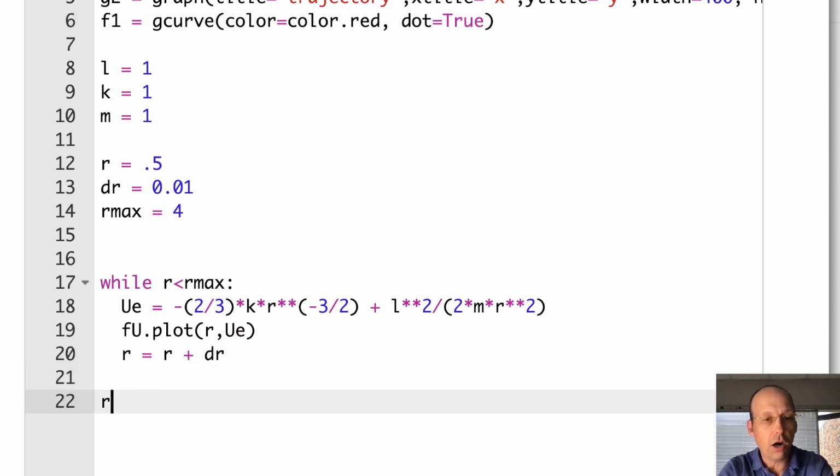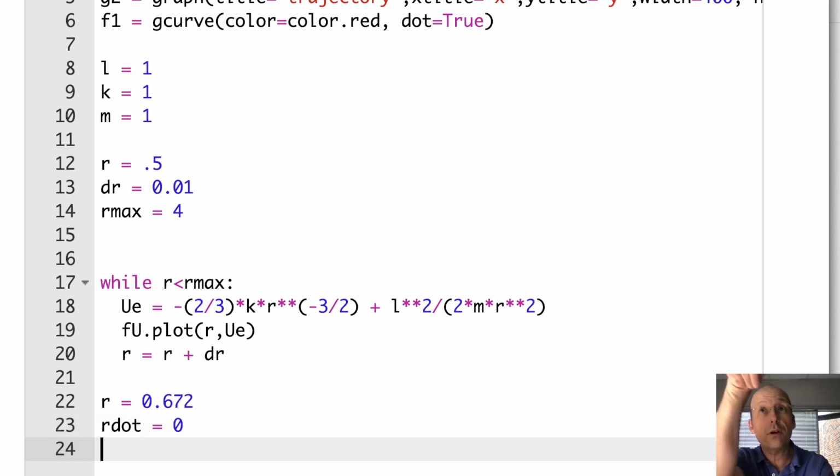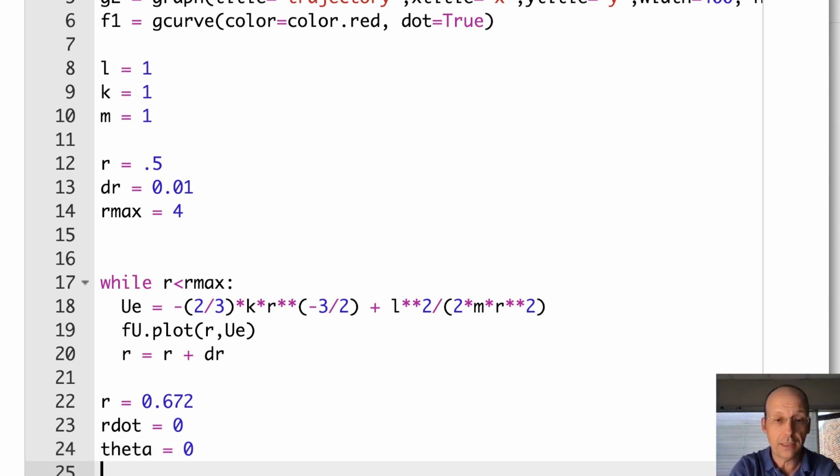Let's say r equals 0.672. What did I say it was? 0.672. That's my initial r position. I need my initial r velocity. r dot is equal to 0. I need my initial angle. theta equals 0. I need my initial angular velocity. Actually, I don't. I can calculate that.